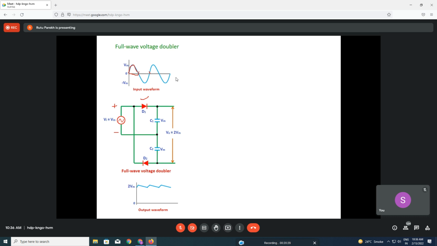Yes. And E2 is reverse biased. If this is forward biased, then the current will flow in this direction, right? Because this is the direction of the flow of the current, as I have said in the very first lecture.